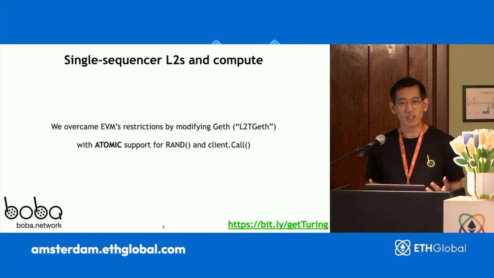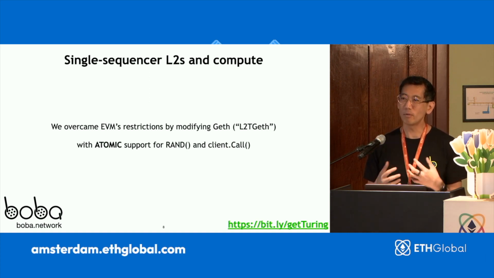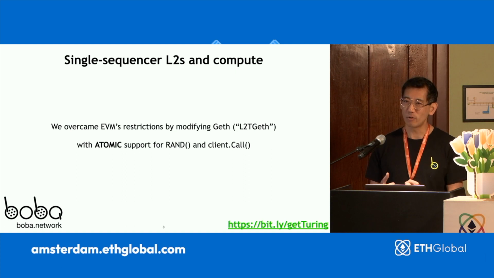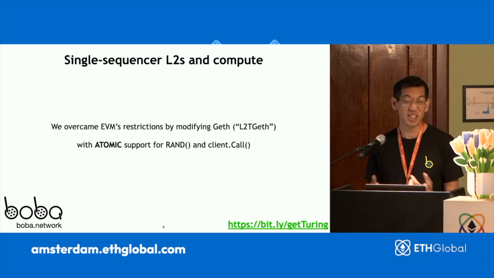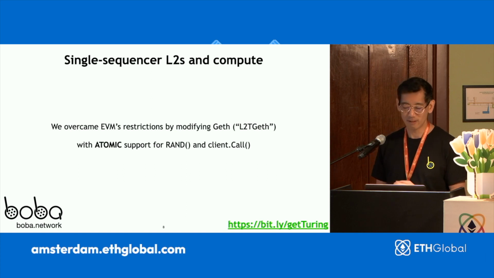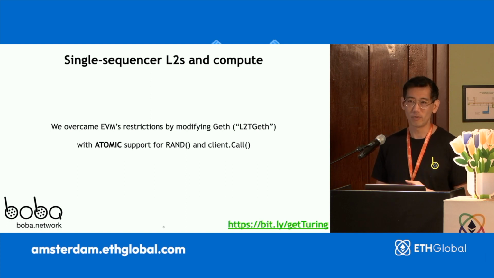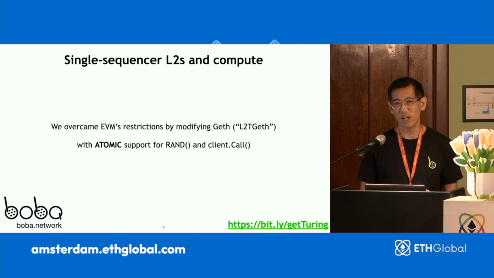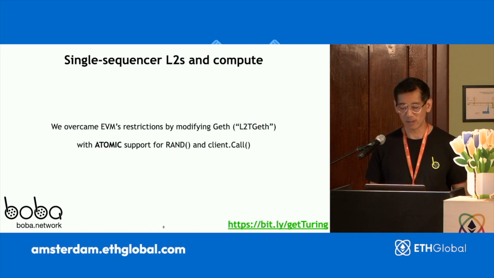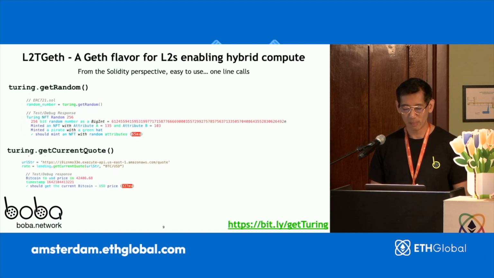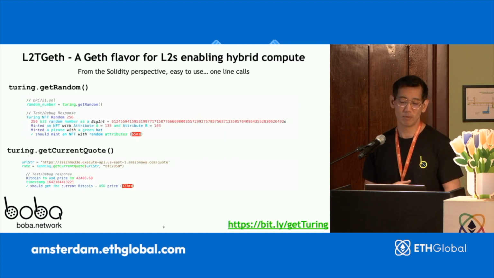And after a year's worth of work, we were able to overcome EVM's restrictions by modifying Geth. So we have a customized version of Geth running on Boba Network. It's called L2T, T for Turing, L2T Geth, with atomic support for generating random numbers and making any external API call that you specify, that you trust. And it's super simple to use, very easy.